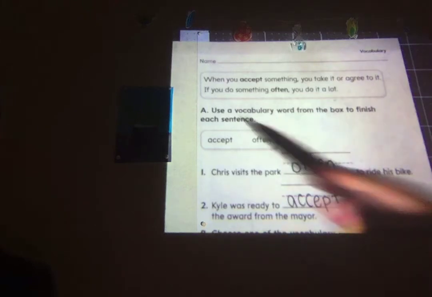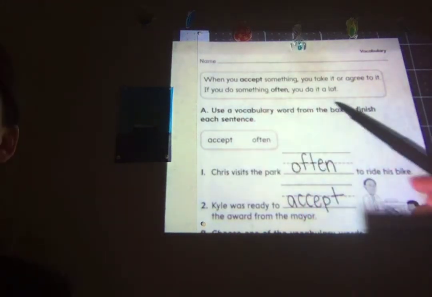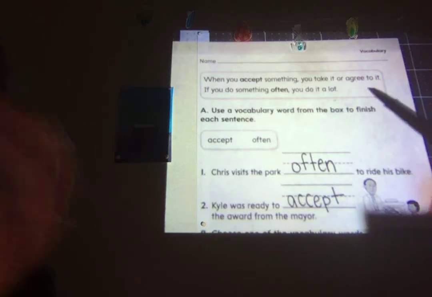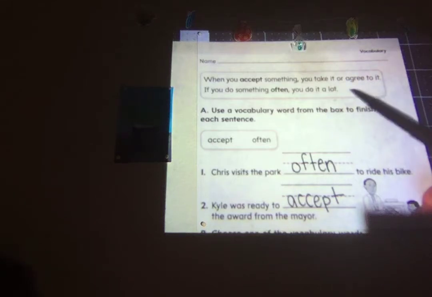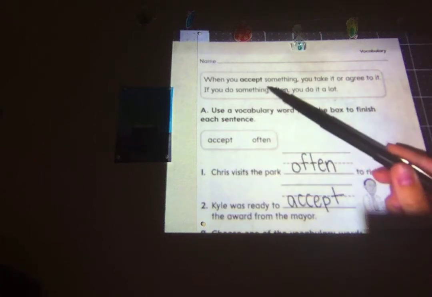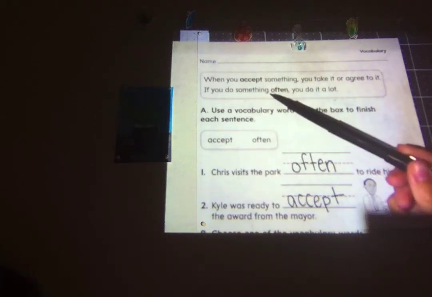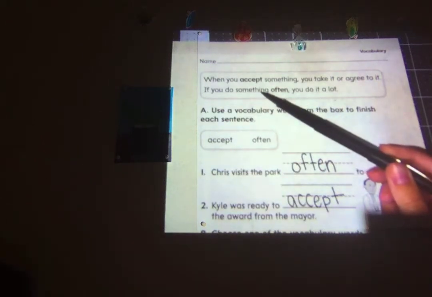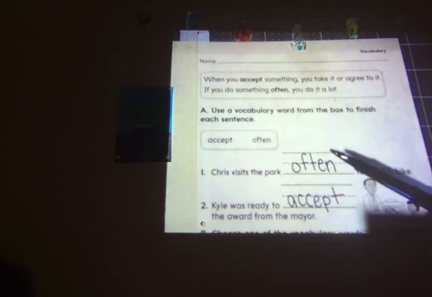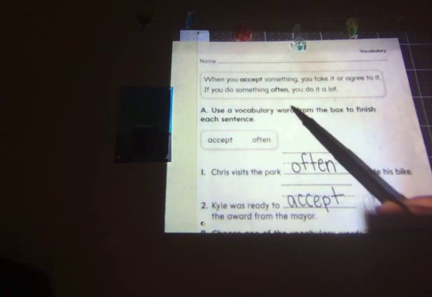Now it says when you accept something, you take it or agree to it. Like when Miss McBride gives you a cupcake on your birthday, if you take it, you accept that cupcake. Or if it's award time and I say, hey, I'm giving you this award for being so respectful, you can accept that award, or you can take that award. Accept.